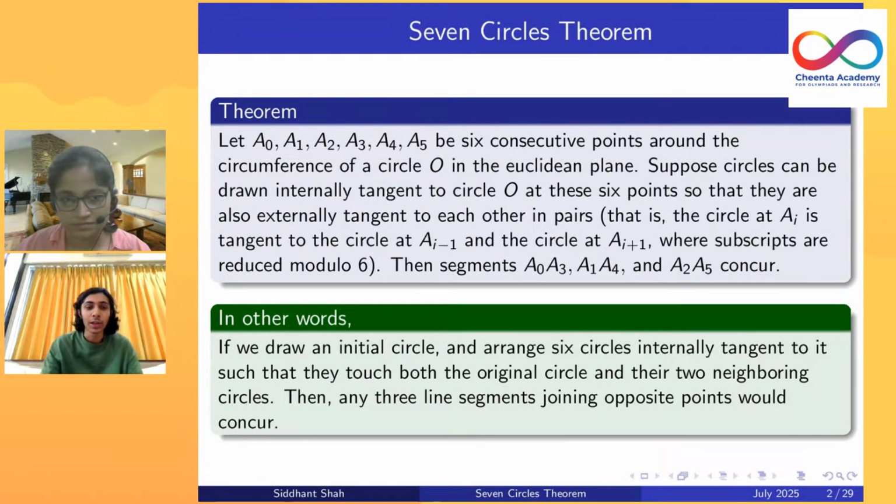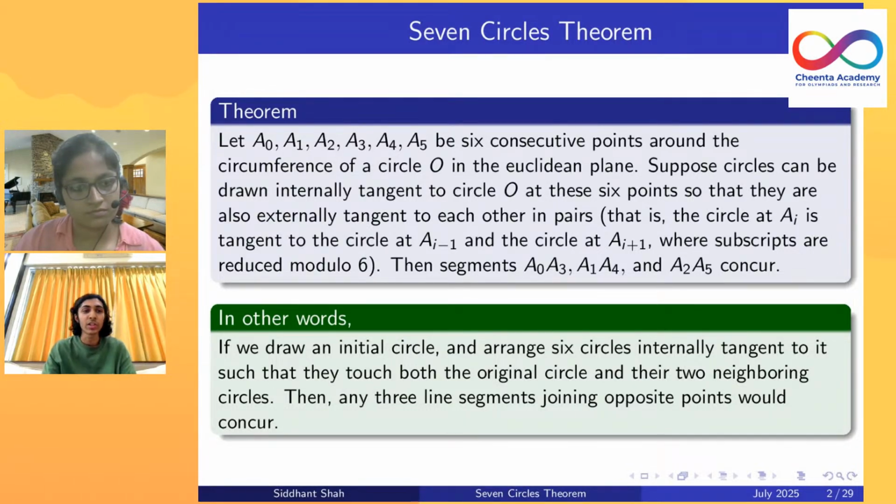In simpler terms, if we have an outer circle and we arrange six circles, each tangent to its neighbors and also to the outer circle, then if we draw the three line segments connecting opposite points, they always concur at a point.